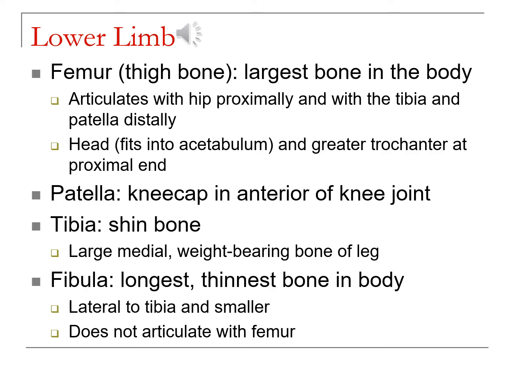The patella is the kneecap in the anterior of the knee joint. The tibia is the shin bone, the large medial and weight-bearing bone of the leg. And the fibula is the longest, thinnest bone in the body, lateral to the tibia and smaller, and does not articulate with the femur.